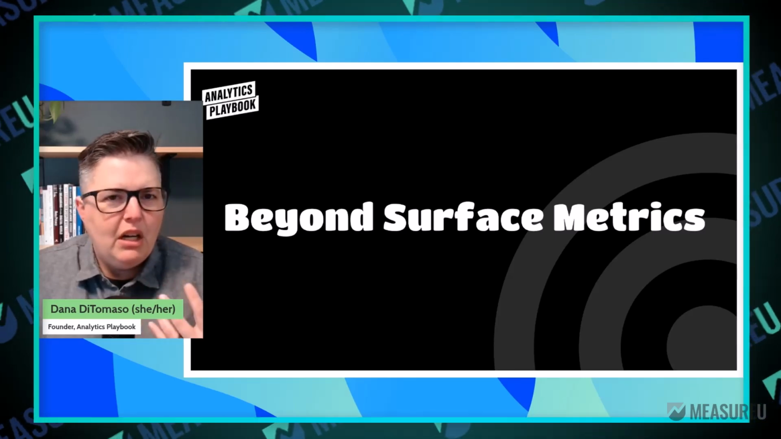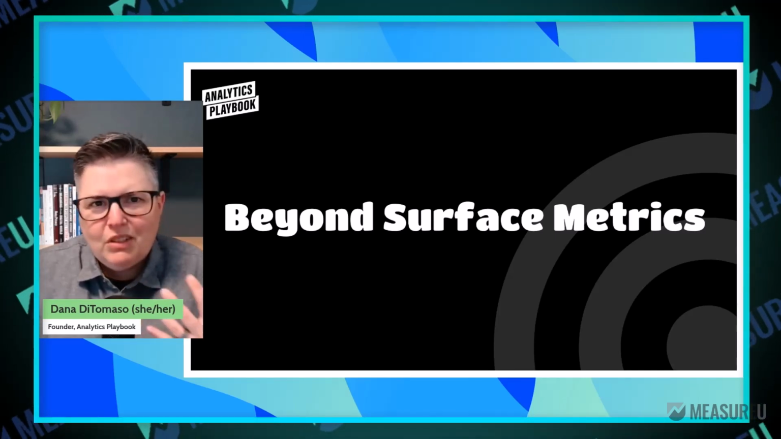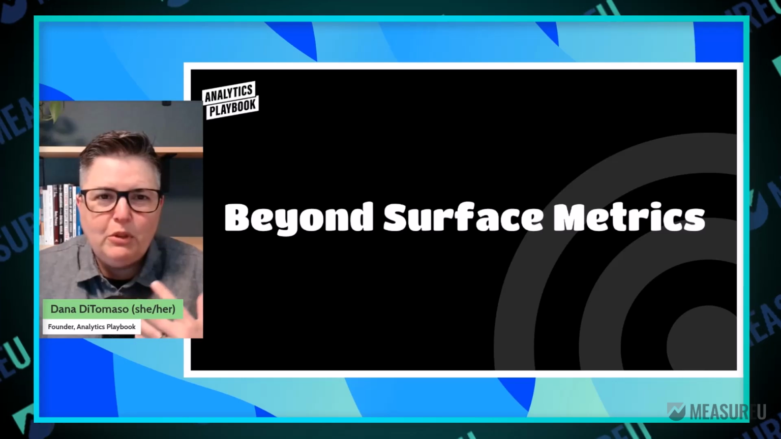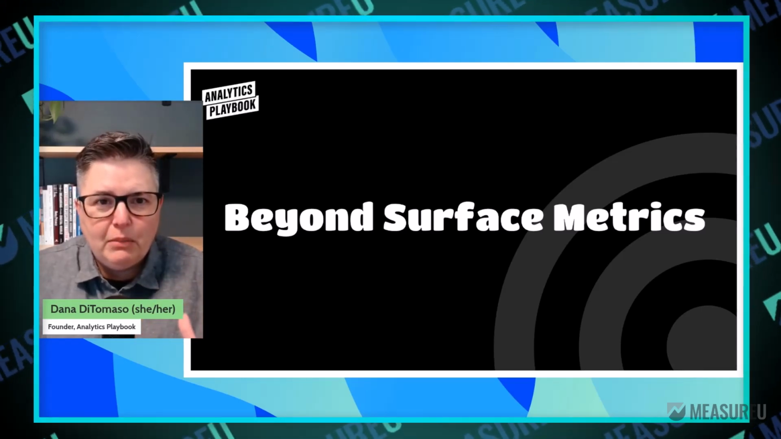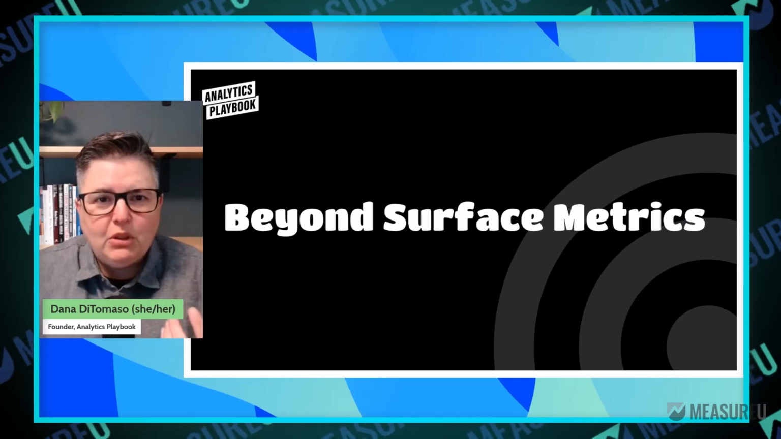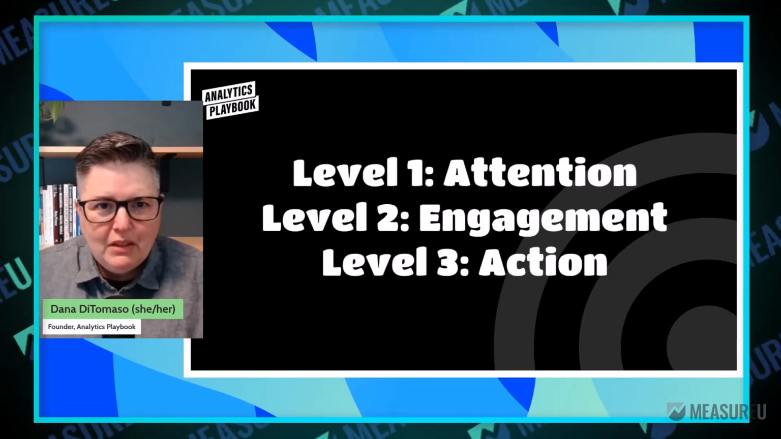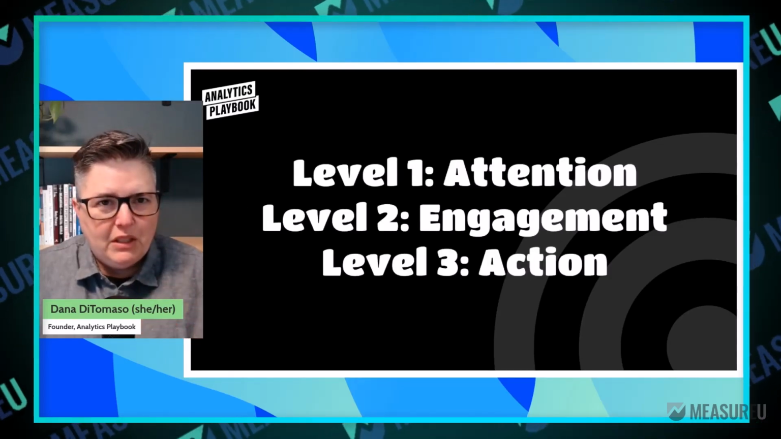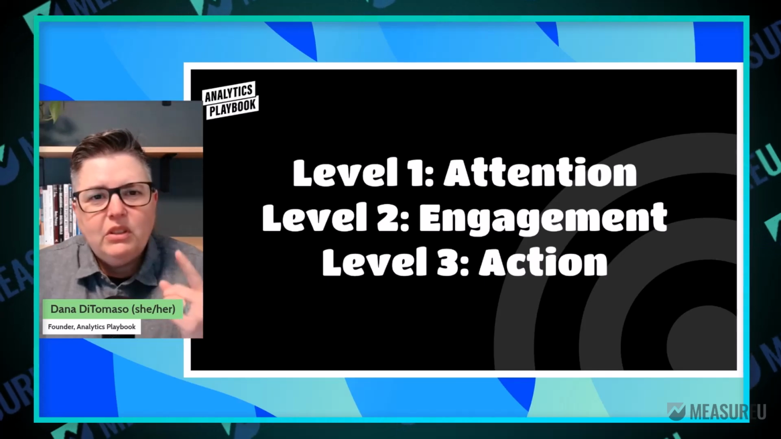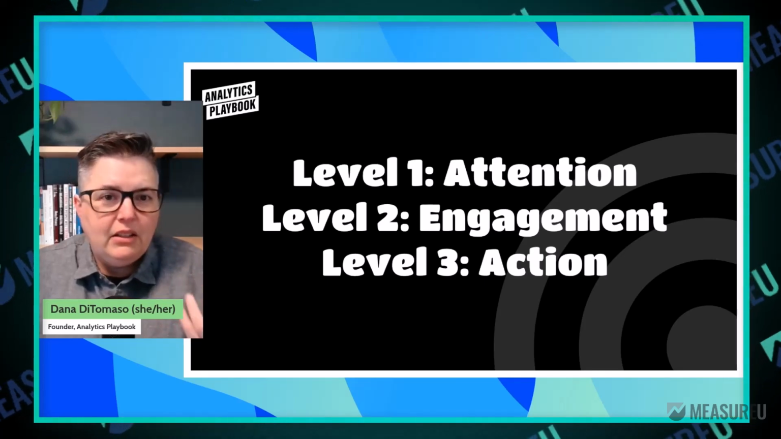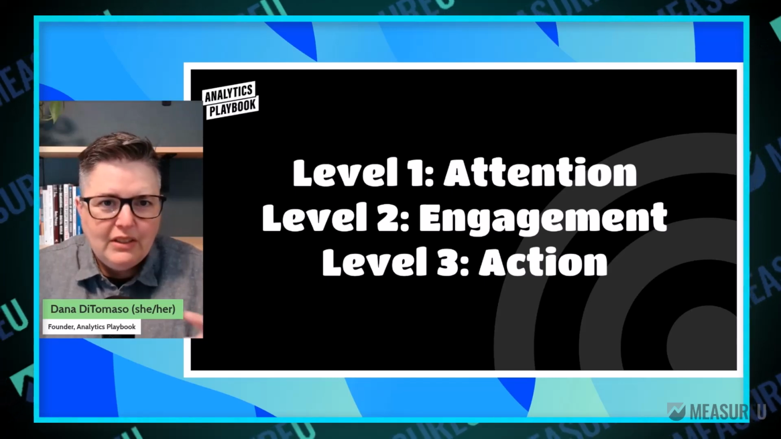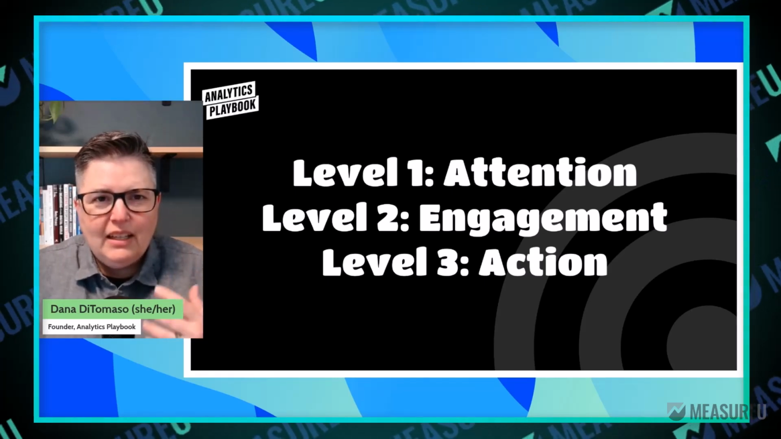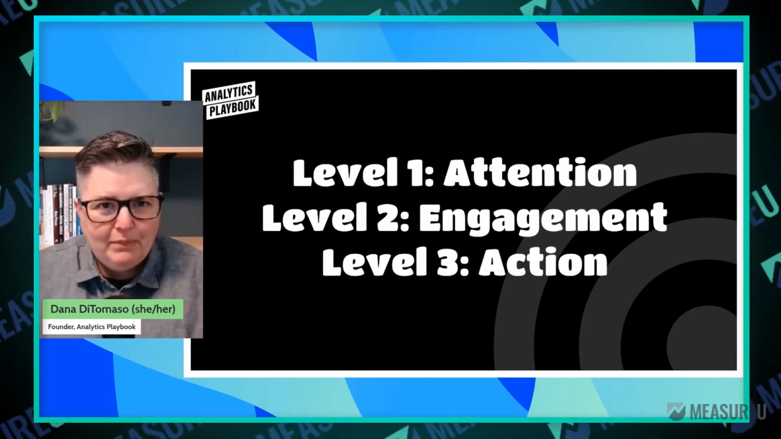GA4 gives us some deeper content metrics we can use. They're not usually in the default report, so people don't know they're there, but they do exist, and we can use these deeper content metrics to determine actual content resonance. There's 3 levels to resonance that we're going to consider today. The first level is attention. Did they click and did they stay? The second level is engagement. Did they consume the content? And the third level is action. Did they actually take the next step?